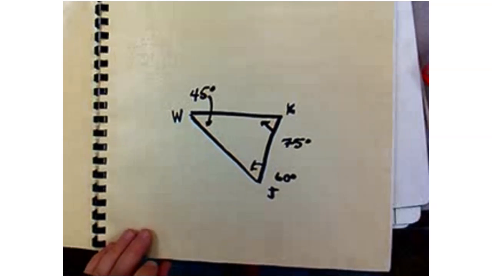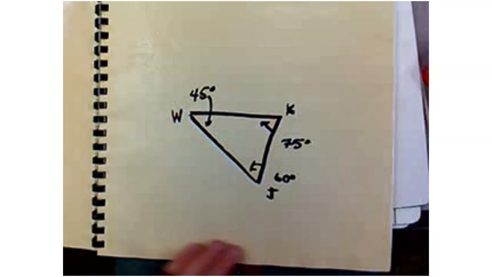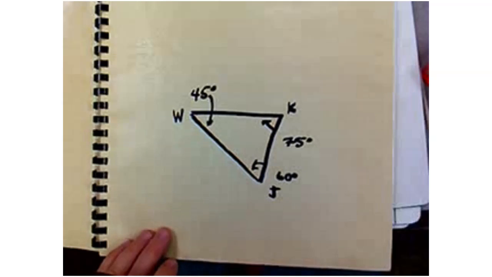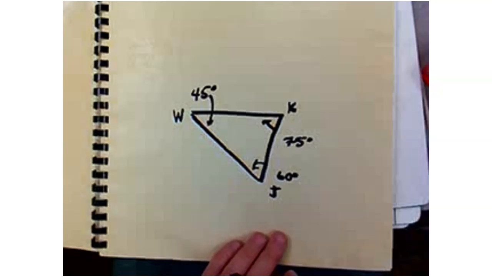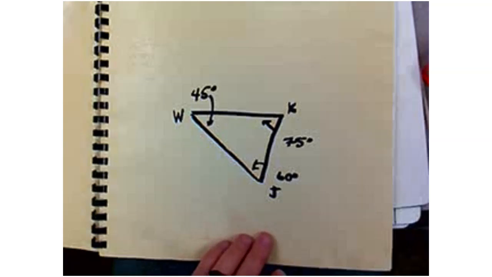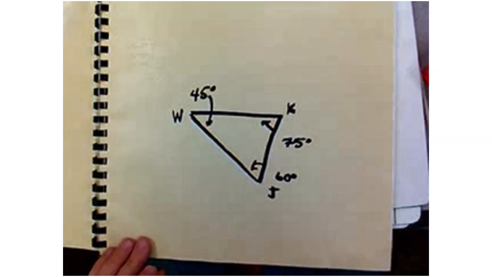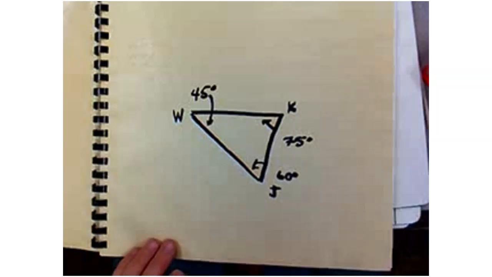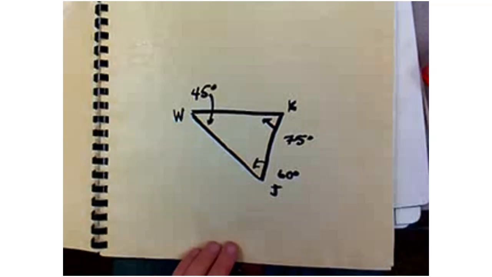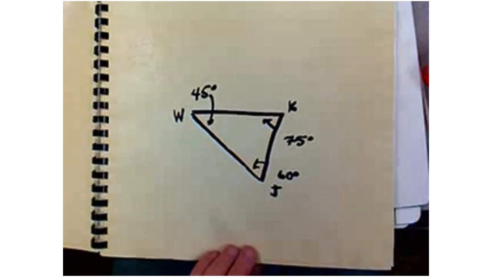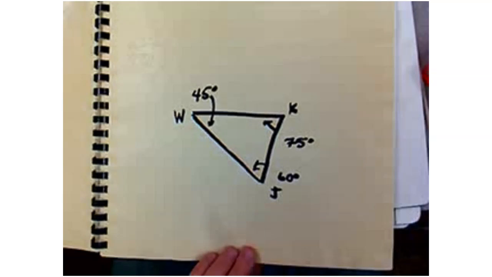Down below, in symbols, it shows how you would write these. The measure of angle W is less than the measure of angle J, which is less than the measure of angle K. 45 is less than 60 is less than 75. So therefore, the sides opposite would go in the same order. JK, the side opposite W, is less than side KW, which is opposite the 60-degree angle J, which is less than WJ, which is the side opposite K, the largest angle at 75 degrees.